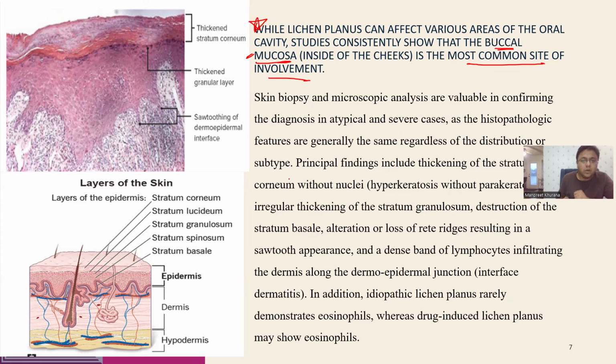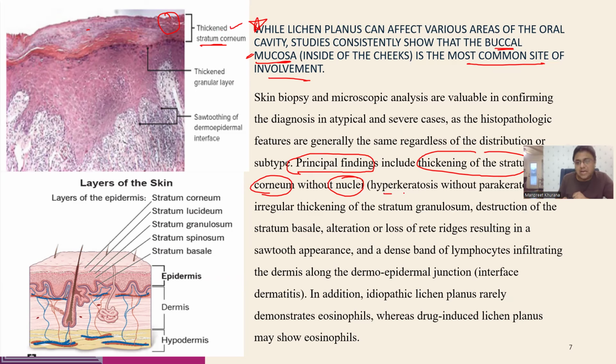Principal findings. What are the principal findings? They are thickening of the stratum corneum without nuclei. If you see on the left side in this diagram, there is a thickened stratum corneum. The topmost layer is the stratum corneum. It is thickened. It is parakeratinized. Sorry, it is without parakeratosis.